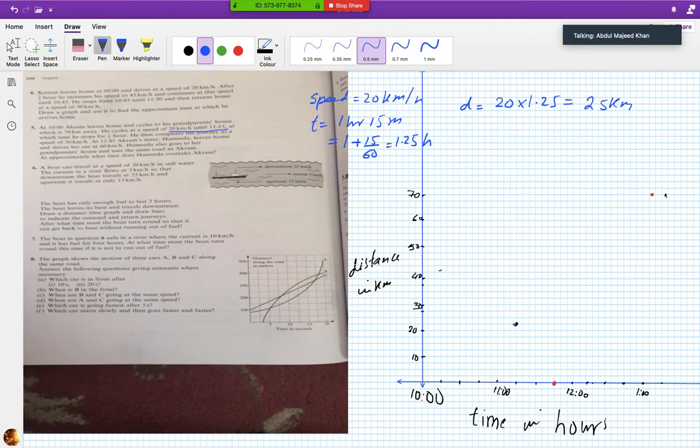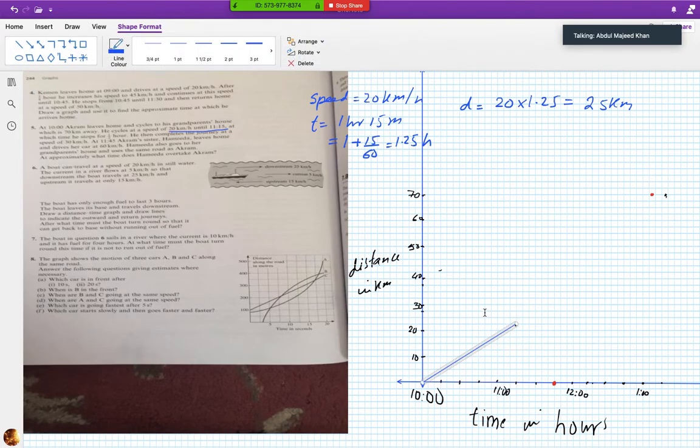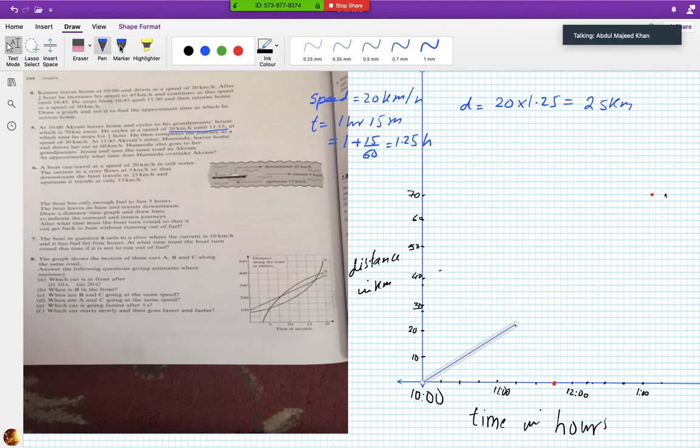Now what we need to do, we have to make a line here to show this part of the journey. So this is the line showing this part of the journey. Okay, so I have read only the first few sentences and I found out that the first part of the journey is 20 kilometers per hour until 11:15. Now read here, at which time he stops for half an hour, means 30 minutes.